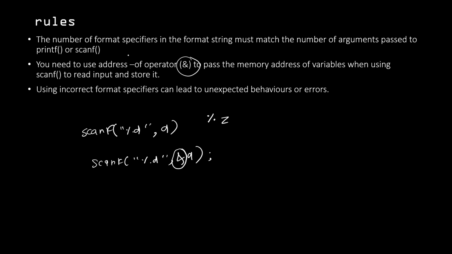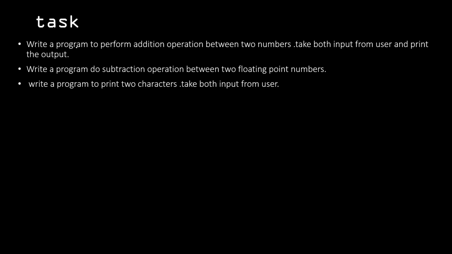Now I'm going to give you a few tasks to complete. Let's see what the tasks are. Your first task is to write a program to perform an addition operation between two numbers, take both inputs from the user, and print the output. You need to take two numbers as input, perform addition between those two variables, and then print that output using our printf statement to our terminal.